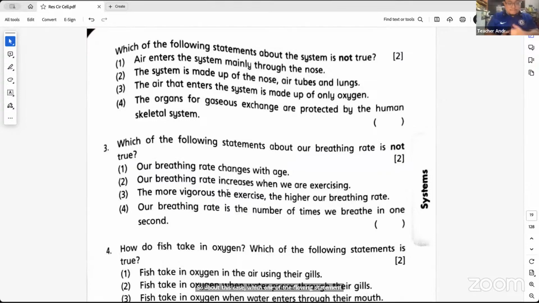Is it number 1, our breathing rate changes with age? Number 2, our breathing rate increases when we exercise? Number 3, the more vigorous the exercise, the higher our breathing rate? Number 4, our breathing rate is the number of times we breathe in 1 second? So which one is not true? Yes, Megan. I think number 4 is not true. Why?